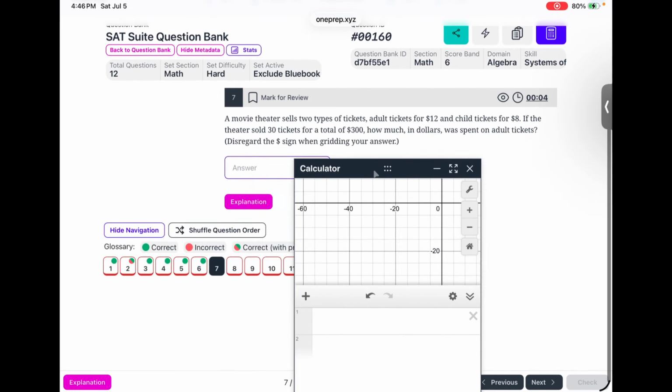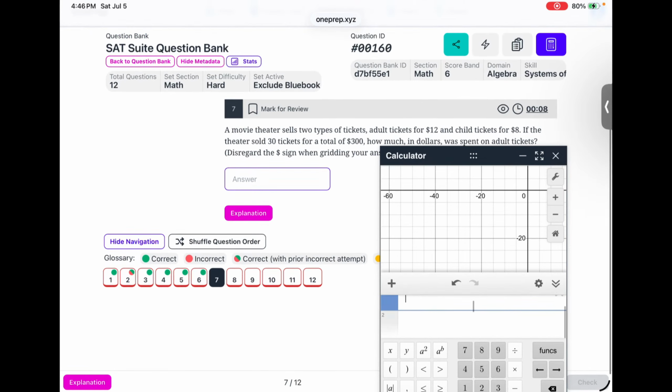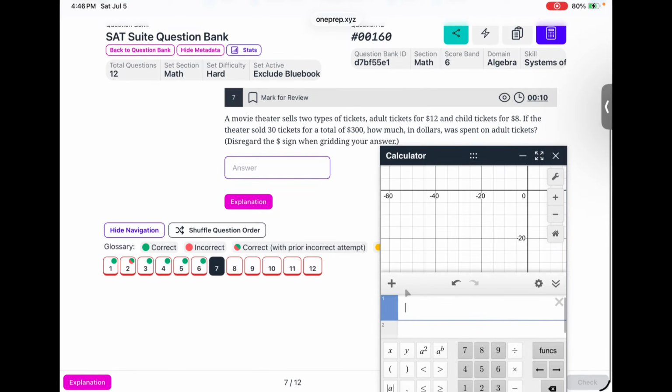A movie theater sells 2 types of tickets, adults for $12 and children for $8. The theater sold 30 tickets for a total of $300. How much, in dollars, was spent on adult tickets? This is another regression problem here. Let's start off like that.